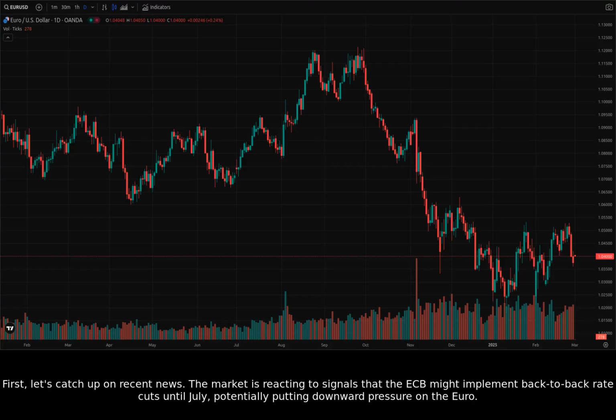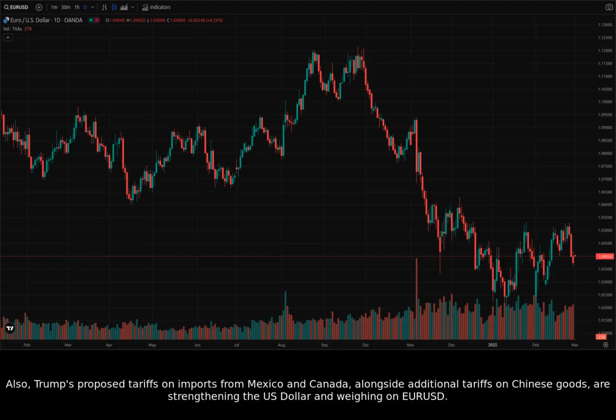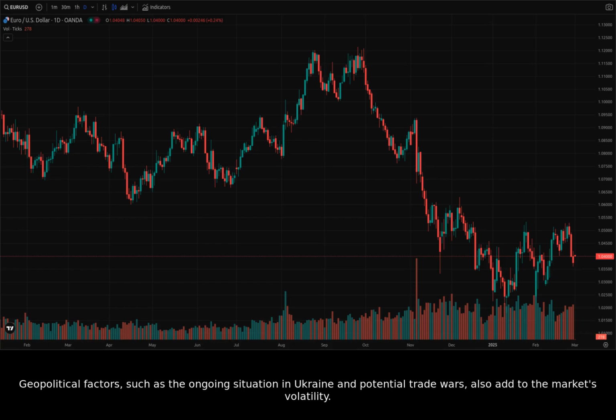The market is reacting to signals that the ECB might implement back-to-back rate cuts until July, potentially putting downward pressure on the euro. Also, Trump's proposed tariffs on imports from Mexico and Canada, alongside additional tariffs on Chinese goods, are strengthening the US dollar and weighing on EURUSD. Geopolitical factors, such as the ongoing situation in Ukraine and potential trade wars, also add to the market's volatility.